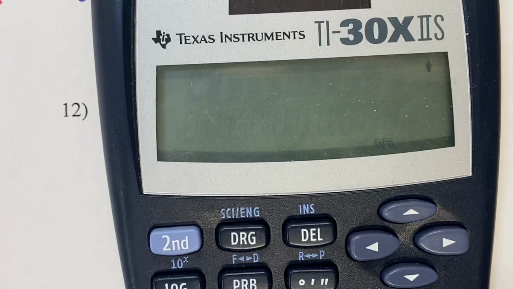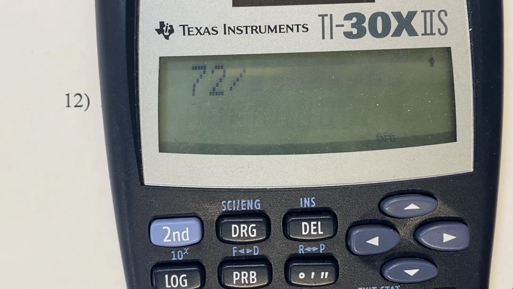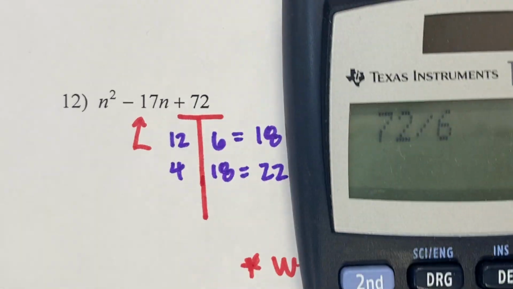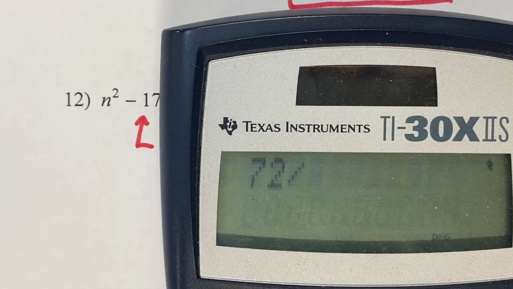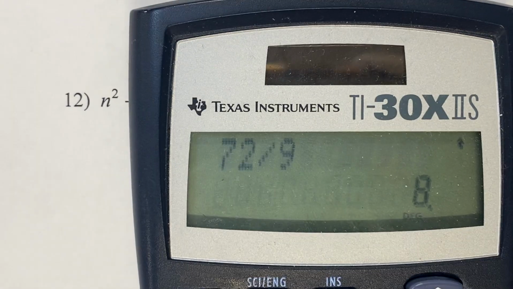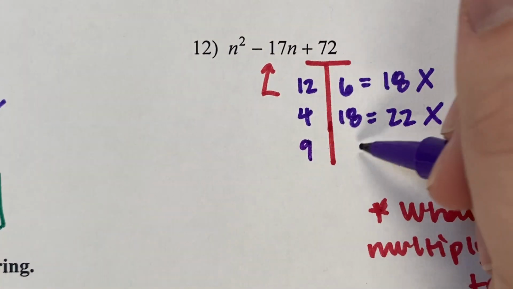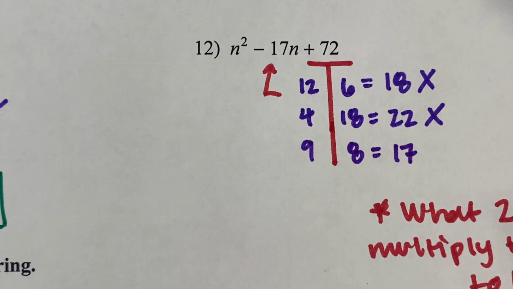Let's see. Maybe 72 divided by, let's try 6 maybe. Oh, we already did that. 6 and 12, we got that. 72 divided by 9 and 8. Okay, 9 and 8. 9 times 8 will give me 72. 9 plus 8 gives me 17.